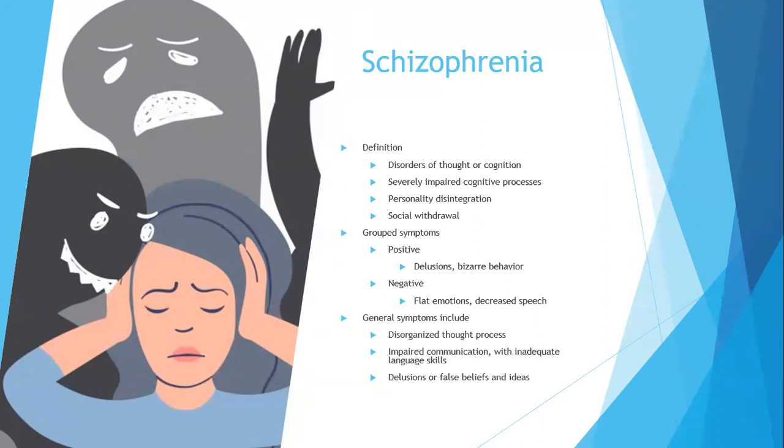It's a disorder of thought or cognition, with severely impaired cognitive processes to the point of personality disintegration and social withdrawal. They group symptoms as being positive or negative. The positive symptoms are delusions or bizarre behavior. The negative symptoms are very flat emotions and decreased speech. So you can sort of see the positive and negative of that. General symptoms include disorganized thought processes, impaired communication with inadequate language skills, and delusions or false beliefs and ideas.